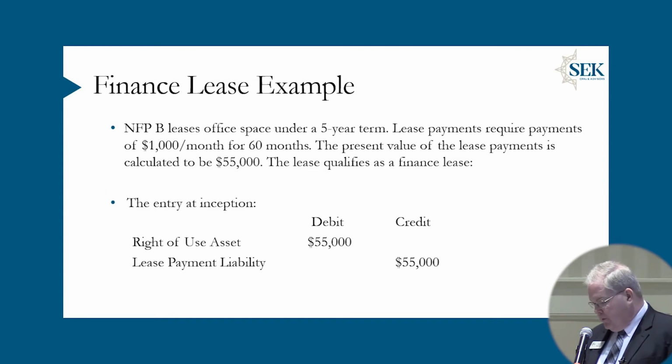Finance lease example: we have a 5-year office space lease, $1,000 a month for 60 months. The present value is $55,000. So again, it's exactly the same when we're recording it. We're going to record the right of use asset and the lease payment liability for $55,000 to get it on the books.